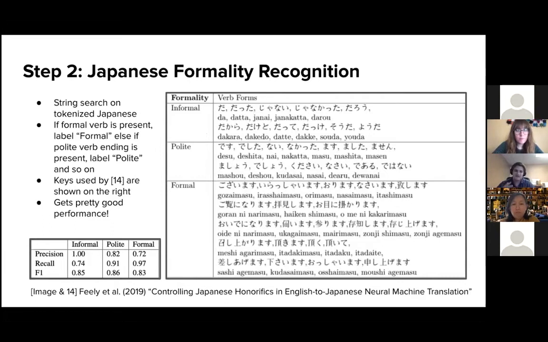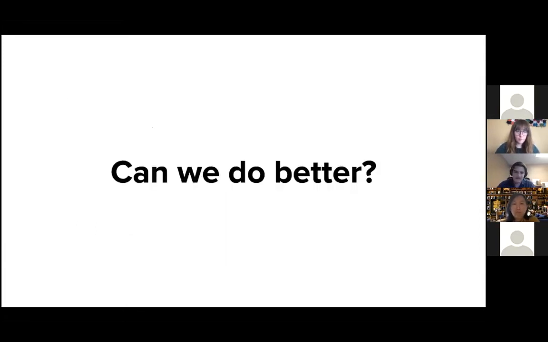This is good, it gets decent performance, but it seems a little bit cumbersome, and I think we can do better, especially because some of these keys actually conflict with each other, and then some of the other keys just seem way too small. Like, there's no way that "da" doesn't appear anywhere else in the entire sentence. So we can do better.